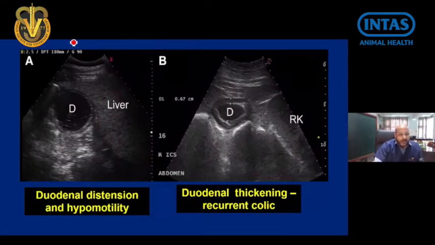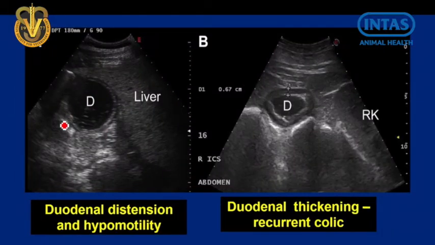Now you can see the duodenal distension and hypomotility. You can see the distension of the duodenum here, and there is no movement here. Then you can see the wall here. The wall of the duodenum is thick. It is very, very thick here.